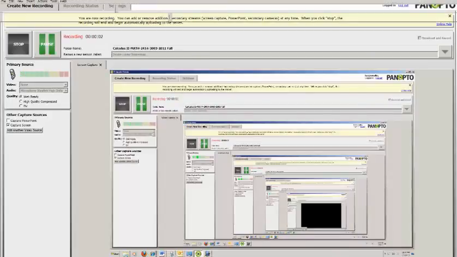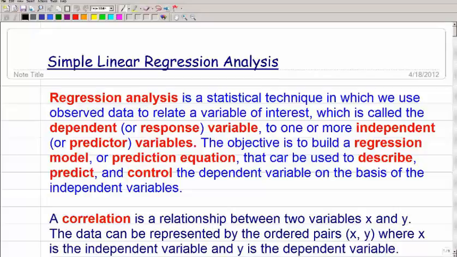This recording is on simple linear regression analysis. Regression analysis is a statistical technique in which we use observed data to relate a variable of interest, which is called the dependent or response variable, to one or more independent or predictor variables. The object is to build a regression model or prediction equation that can be used to predict values of the dependent variable based on choices in the independent variables.